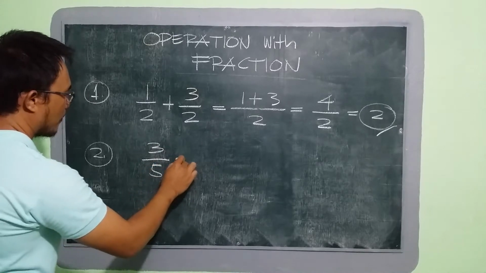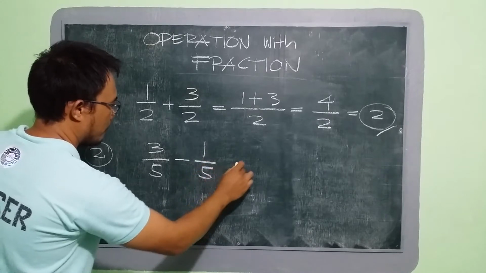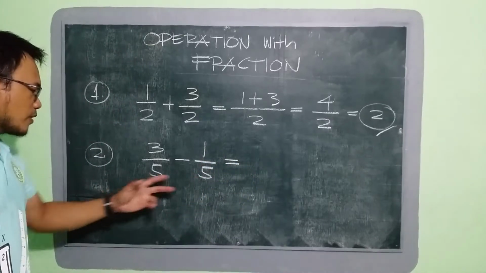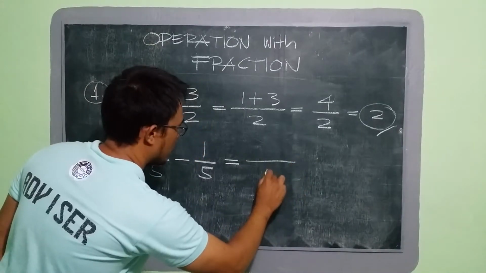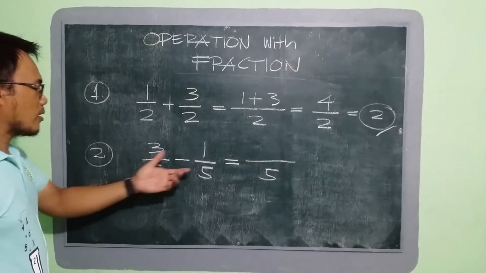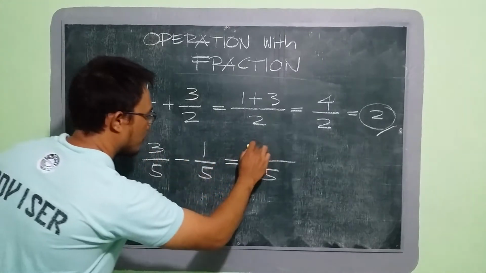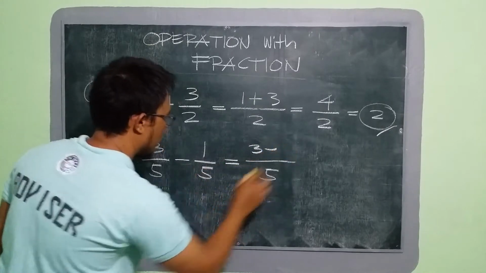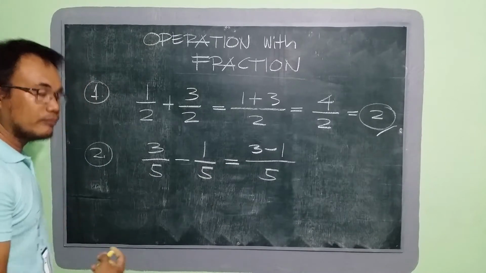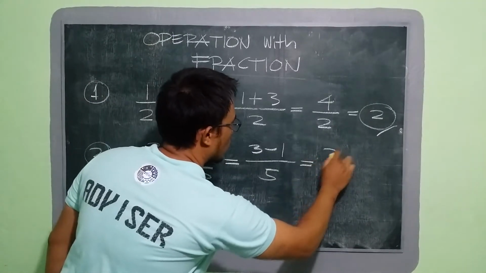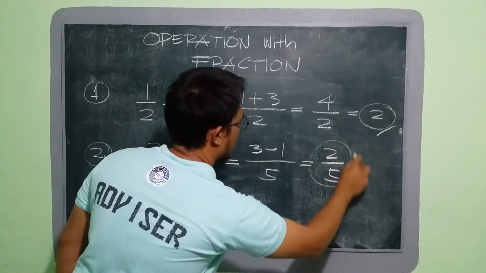3/5 minus 1/5. Since the given fractions are similar fractions, simply copy the denominator, which is 5, and then we carry on with the operation for the numerators. So we have 3, since we have minus, and then 1. So 3 minus 1 is equal to 2 over, copy the denominator, which is 5. The answer is 2/5.